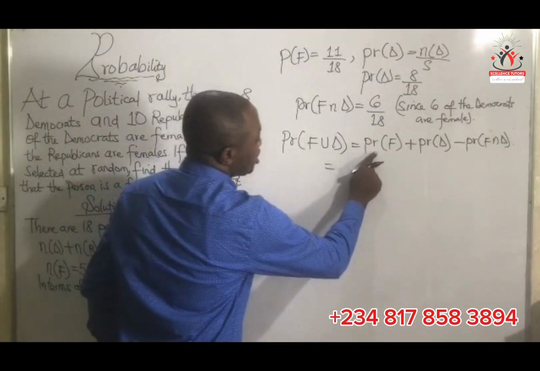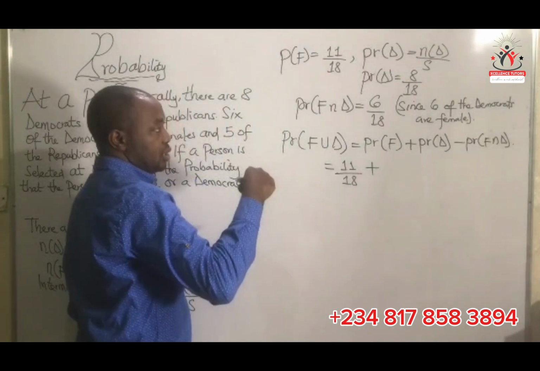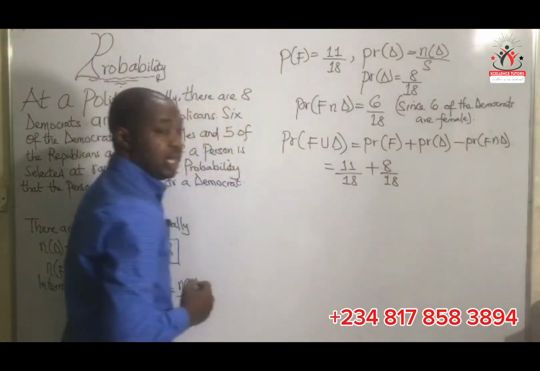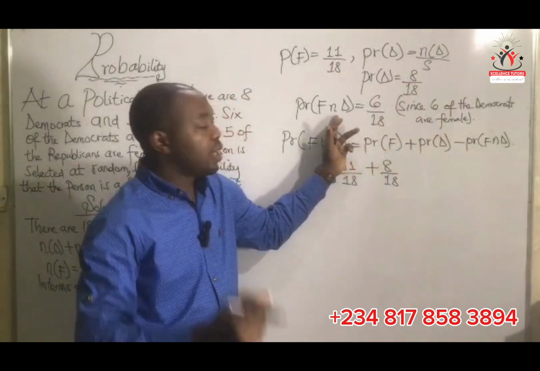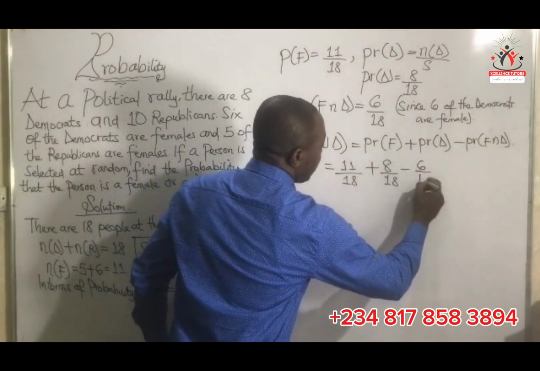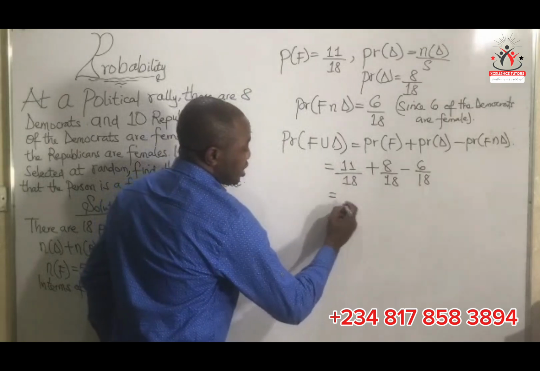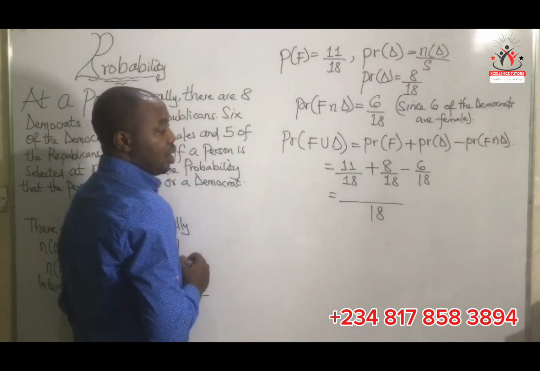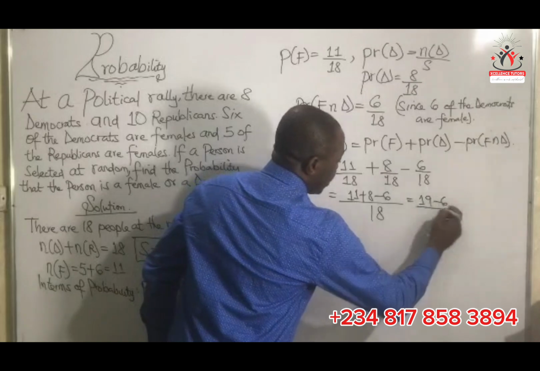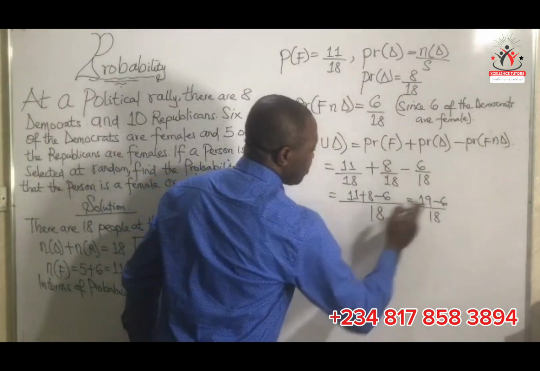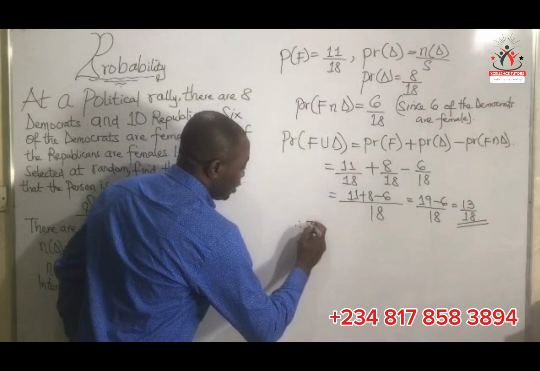So the probability of female present at the rally is 11 out of 18, while the probability of Democrats present at the rally is 8 out of 18. Then the probability of female and Democrat, which is 6 out of 18, will be subtracted from what we have here. Our common denominator is 18. So we have 11 plus 8 minus 6, which is 19 minus 6, over 18. That equals 13 out of 18.